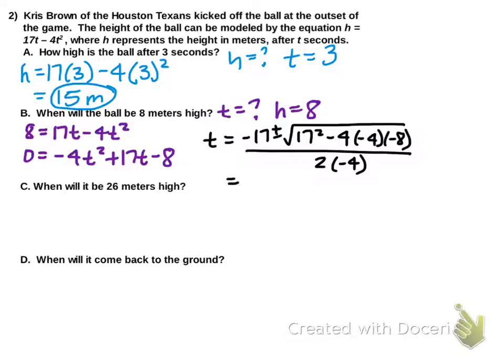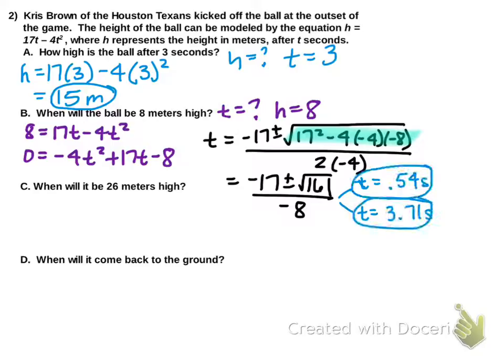So let's see when it will be 8. Let's look at the discriminant first. And so I have negative 17 plus or minus the square root of 161, divided by negative 8. And so now I'm going to get my two answers. So t, time, is equal to 0.54 seconds, and t is equal to 3.71 seconds. Again, it's going to hit 8 meters high twice.